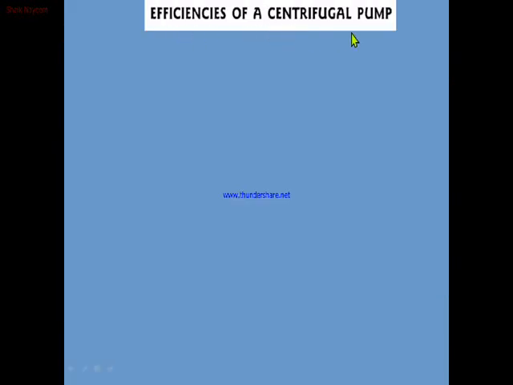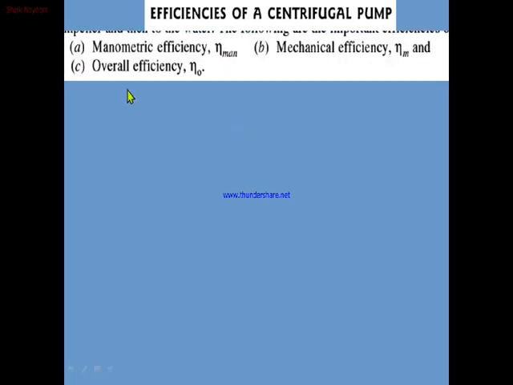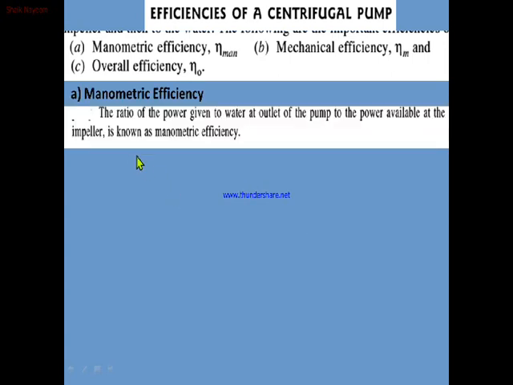Efficiency of the centrifugal pump. Here we'll have three types of efficiency. First one is the manometric efficiency, written as eta suffix man, then mechanical efficiency, eta suffix m, and overall efficiency, eta suffix o. First we'll see the manometric efficiency. Manometric efficiency is the ratio of the power given to the water at the outlet of the pump to the power available at the impeller.